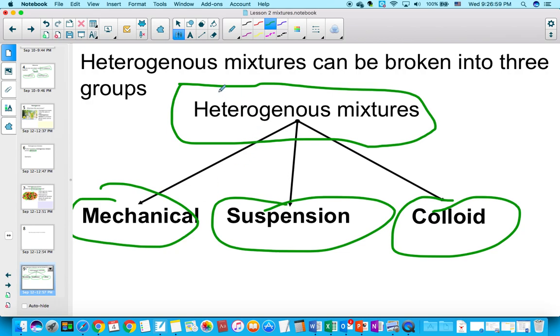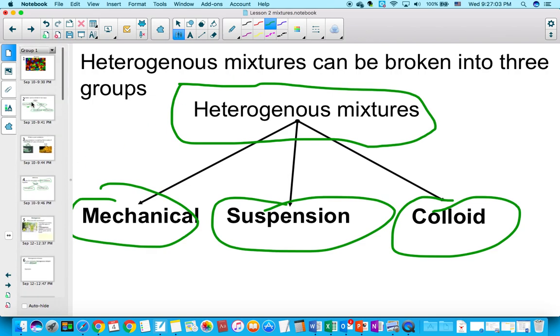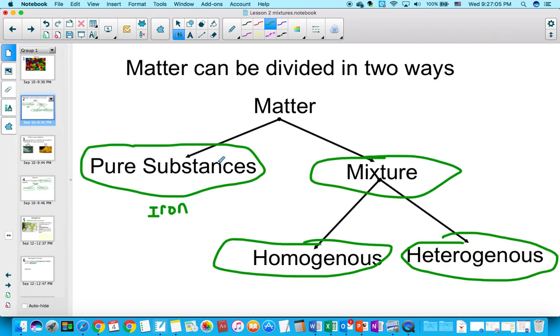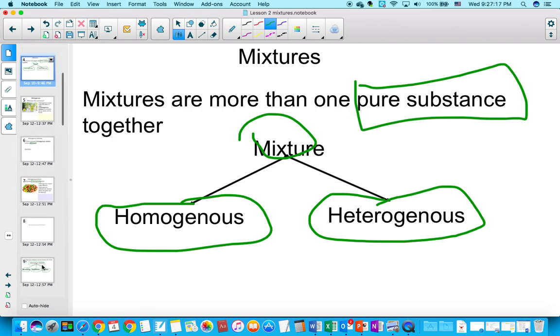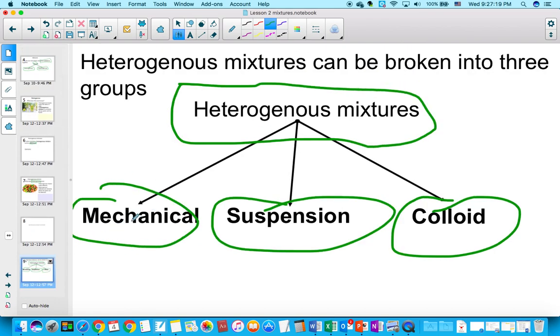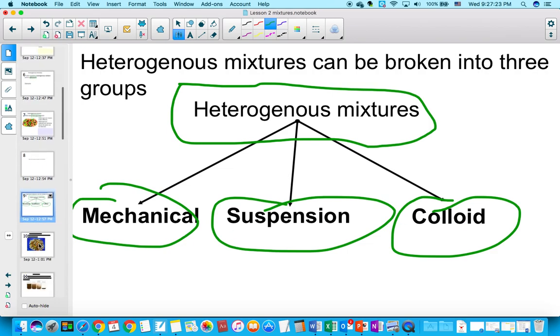You need to know that matter can be broken up into pure substances. So if we go back to the top, matter can be broken up into pure substances and mixtures. Mixtures can be broken up into homogeneous mixtures or solutions, or heterogeneous solutions. And those heterogeneous solutions can be broken up even further into mechanical, suspensions, and colloid mixtures. So we'll talk about those.